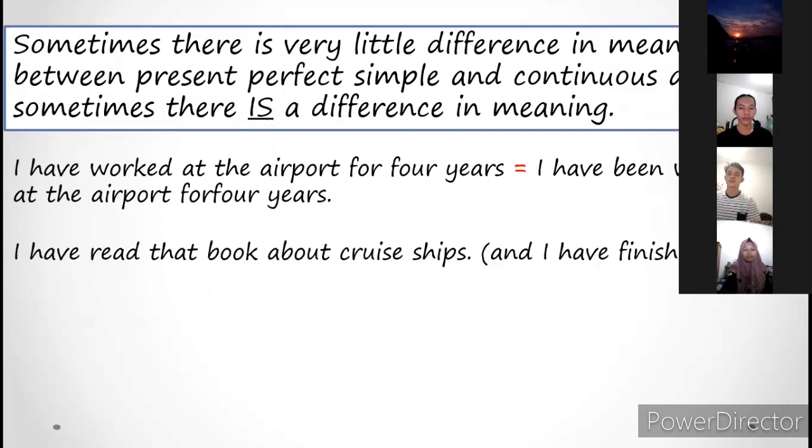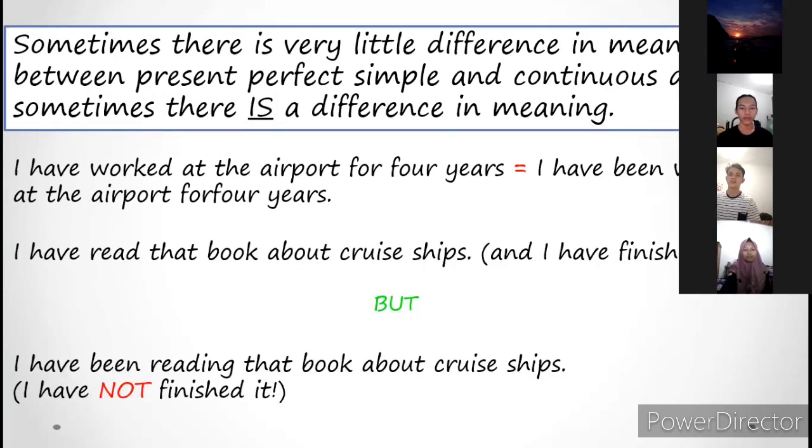Sometimes there is very little difference in meaning between the present perfect simple and continuous, and sometimes there is a difference in meaning. For example, I have worked at the airport for years. I have been working at the airport for 4 years. I have read that book about a cruise ship and I have finished it. But I have been reading that book about a cruise ship. I have not finished it.